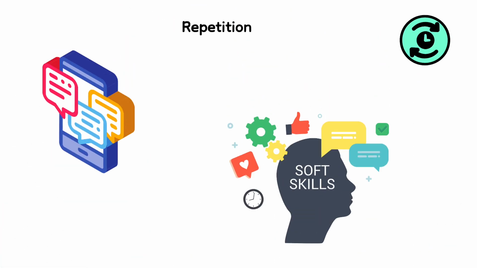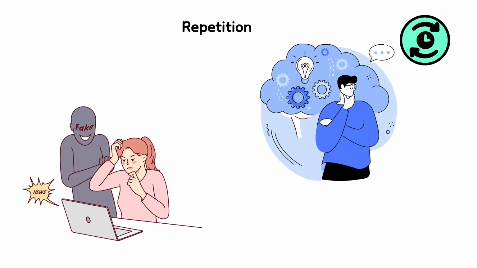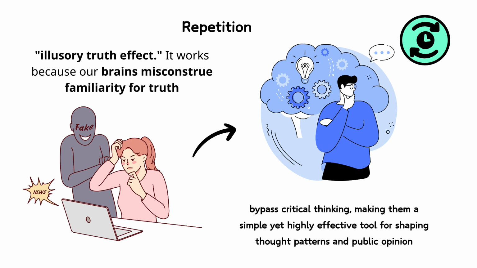Repetition. Repetition is a propaganda technique that involves saying the same message multiple times until it is taken to be the truth. Like a catchy jingle that gets stuck in your head, repetition makes a claim, idea, or slogan more familiar and therefore more believable. The more we hear something, the more likely we are to accept it as true, thanks to a psychological phenomenon known as the illusory truth effect. It works because our brains misconstrue familiarity for truth. Repetitive messages can bypass critical thinking, making them a simple yet highly effective tool for shaping thought patterns and public opinion.